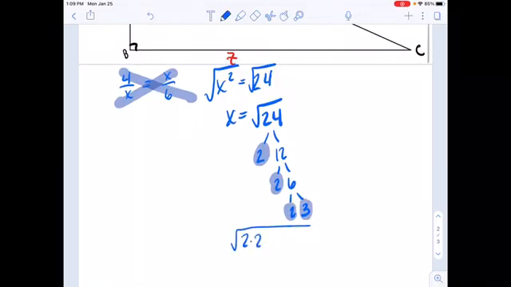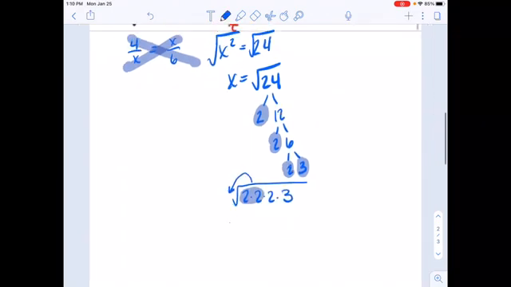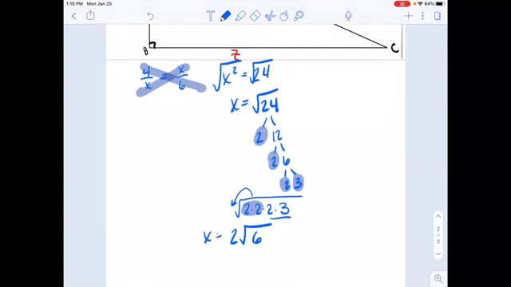And then because this is a square root, I am looking for groups of 2. So I have one group of 2 2's, so they come out, and I get the square root of, and then 2 times 3 is 6. So 2 times the square root of 6 is what x equals. If you wanted a decimal approximation, which you will be asked for sometimes, but sometimes you'll ask for a simplification, that is about 4.9.